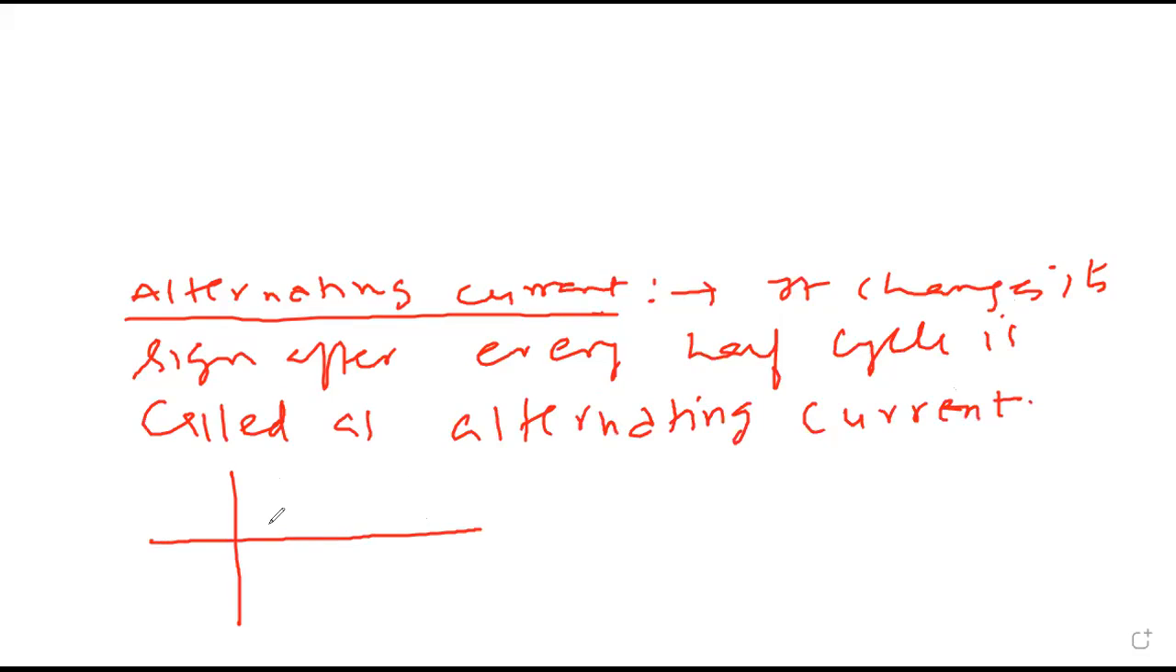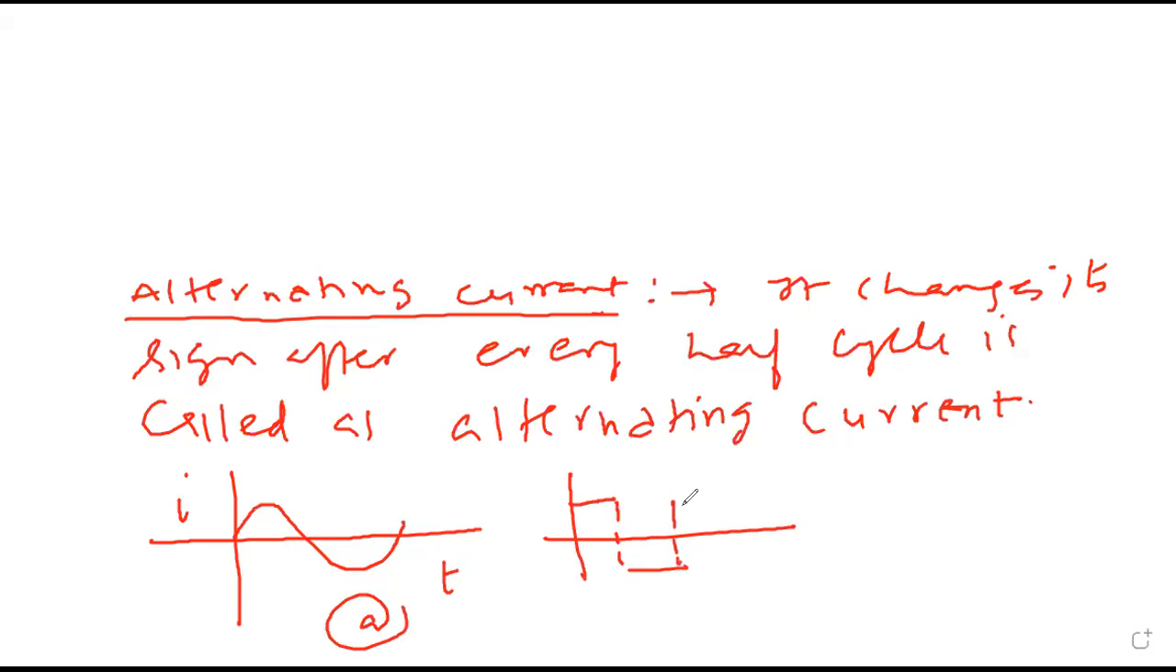It is denoted as shown, the I versus T graph as shown. This is called a sinusoidal curve. Even this way we can have this type of current, which is mostly induced current in coils or inductors. We can have it this way also, called sawtooth.